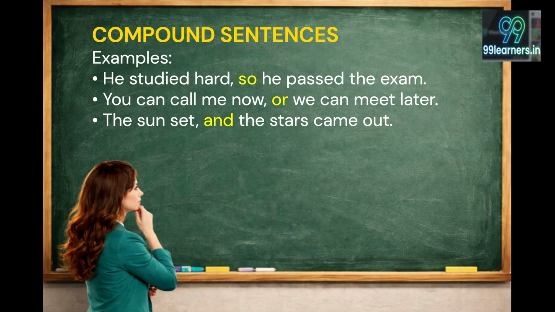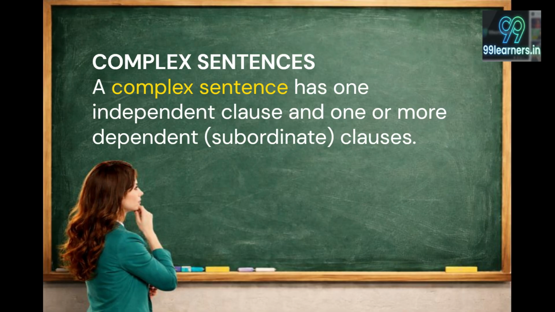Punctuation tip: when you join two full sentences with a coordinating conjunction, put a comma before the conjunction. If you use a semicolon, no conjunction is needed, but both clauses should be closely connected. Complex sentences. A complex sentence has one independent clause and one or more dependent, subordinate clauses. A dependent clause cannot stand alone. It needs the main clause to make sense.